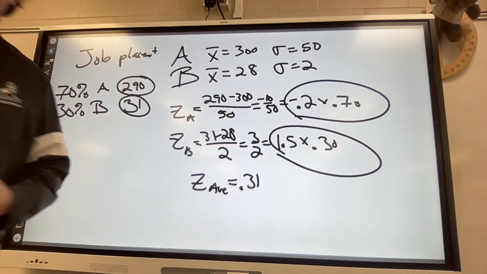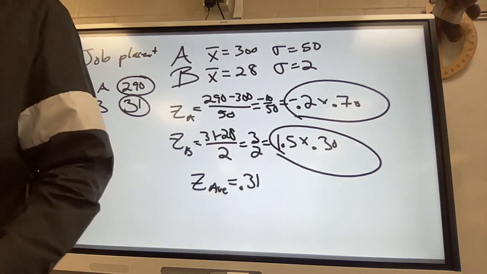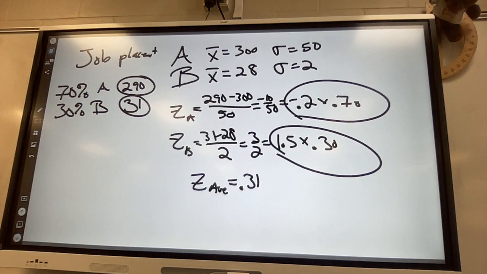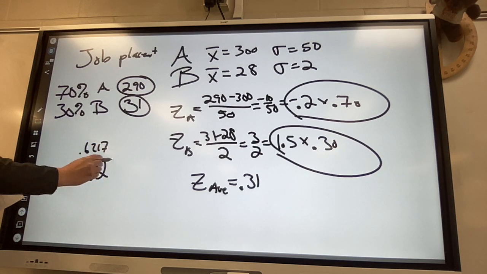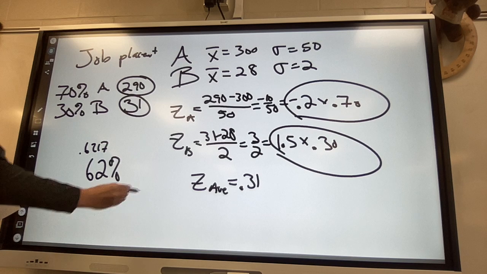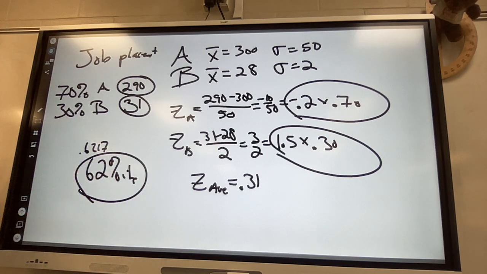Did I do that right? No one else is doing it? 0.31 would put you at the 0.6217. You're at the 62nd percentile. So you would get hired before a lot of people, but a few people, yes.